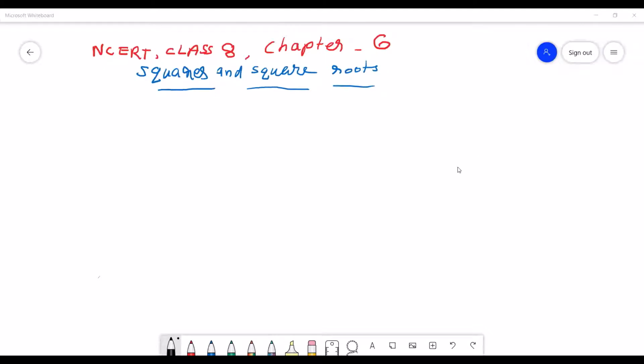Today we are going to study squares and square roots, chapter 6 of NCERT class 8. In this class we will study the fundamentals and basics of squares and properties of squares, then the application and use of squares, and how to find the square of numbers.